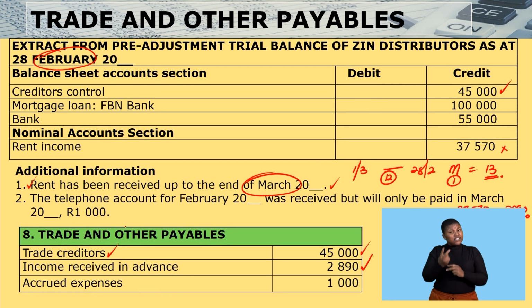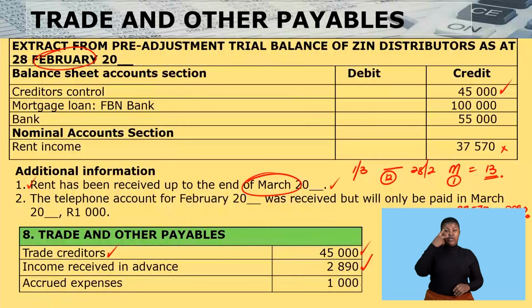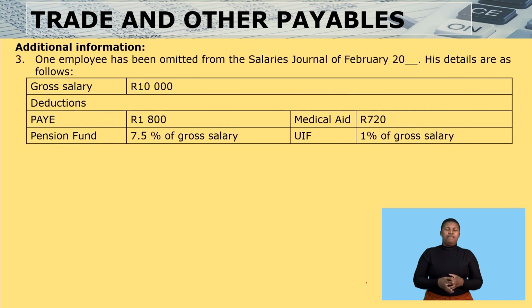Additional information number 2 reads, the telephone account for February, the last month of our financial period, was received, but will only be paid in March, 1,000. Once we have not paid an expense, we call it an accrued expense. We are still owing for that particular expense. So it goes under my trade and other payables. Hence you see here 1,000. That is what we call accrued expenses. All right. Let us now go and see additional information number 3.